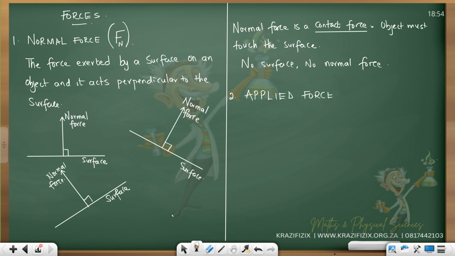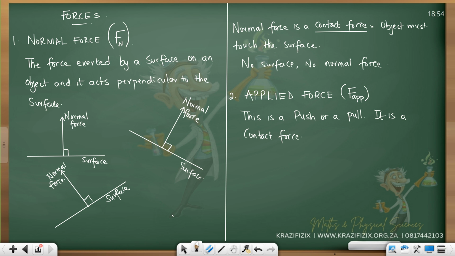Number 2, applied force. We are going to say F_app. This is a push or a pull. Make sense? Yes. If I'm applying, it's either I'm pushing or pulling. It is a contact what? Force. You cannot push something you are not touching. Make sense? Yes. So if I'm pulling something, I must be touching it as well.